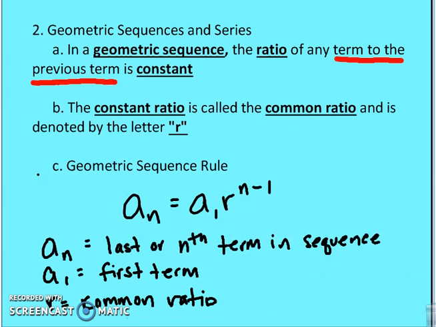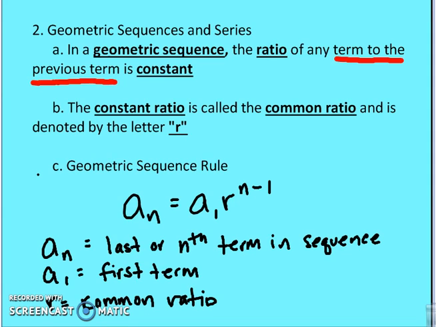All right, so let's talk about geometric sequences and series. In a geometric sequence, the ratio of any term to the previous term is constant. And so that ratio is called r. So remember, it's the ratio of a term to the previous term, not the previous term to the subsequent term, which is defined as r. So please don't get that confused. The constant ratio is called the common ratio and is denoted by the letter r.